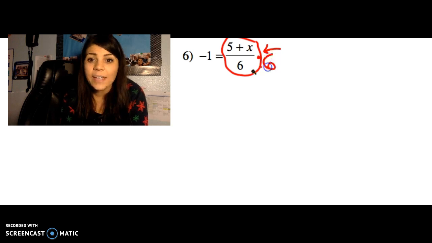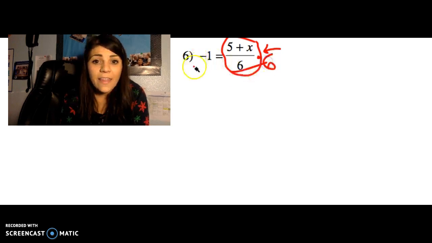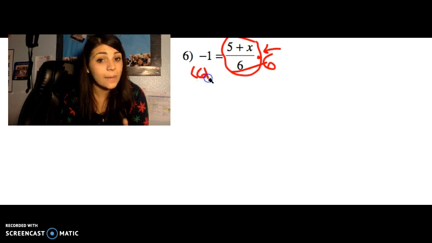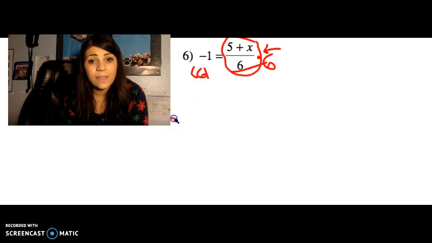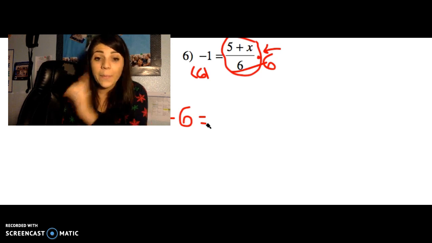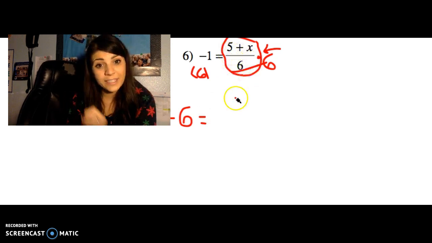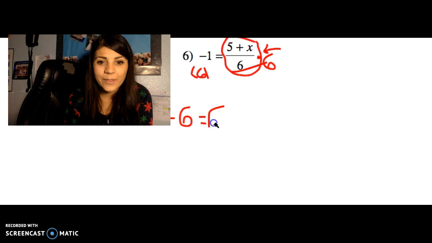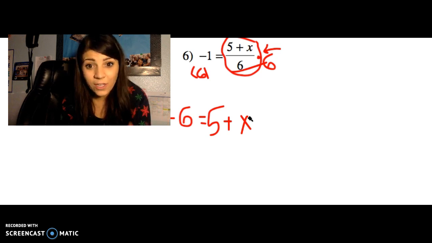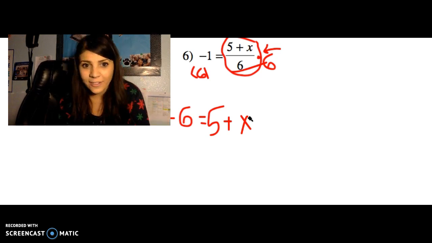So I'm going to multiply 6 over here, and then I'm going to multiply 6 over here. So I know that 6 times negative 1 is going to give me negative 6. And because I got rid of the 6 in the denominator over there, I'm going to go ahead and drop down the 5 plus x over here. So I'm going to do 5 plus x just like this. And it should look really familiar like another one-step equation, right? So now what do I have to do?